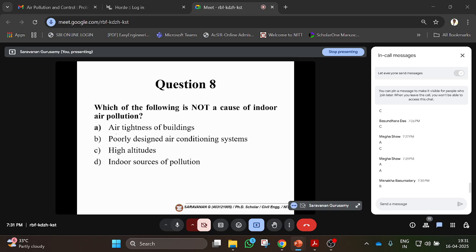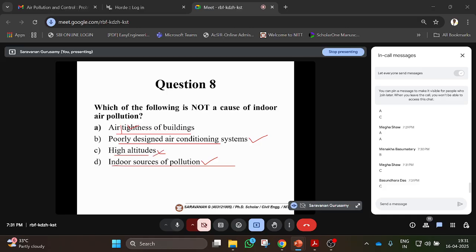Eighth question. Which of the following is not a cause of indoor air pollution? Air tightness of building, poorly designed air conditioning system, high altitude, indoor source of pollution. Due to tightness there is stagnation, so that is correct. Poorly designed air conditioning system means no ventilation, that is also correct. Indoor source of pollution: if I am cooking or burning anything inside, that is an indoor source.